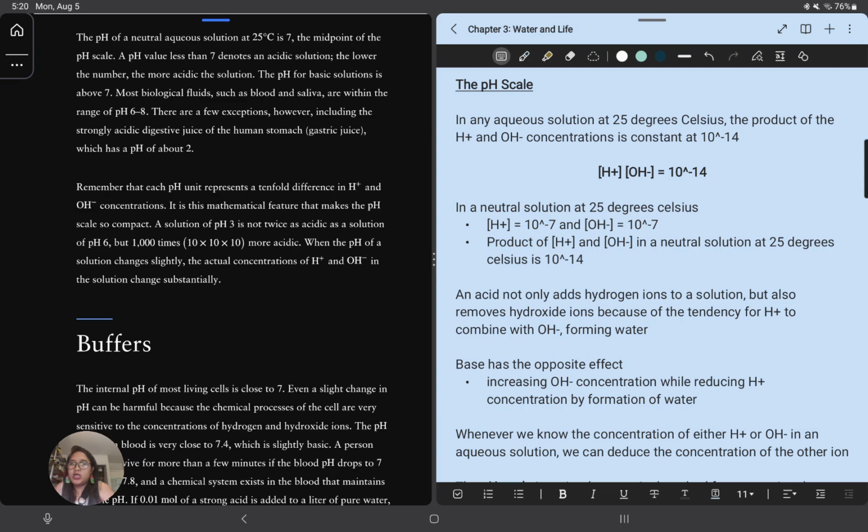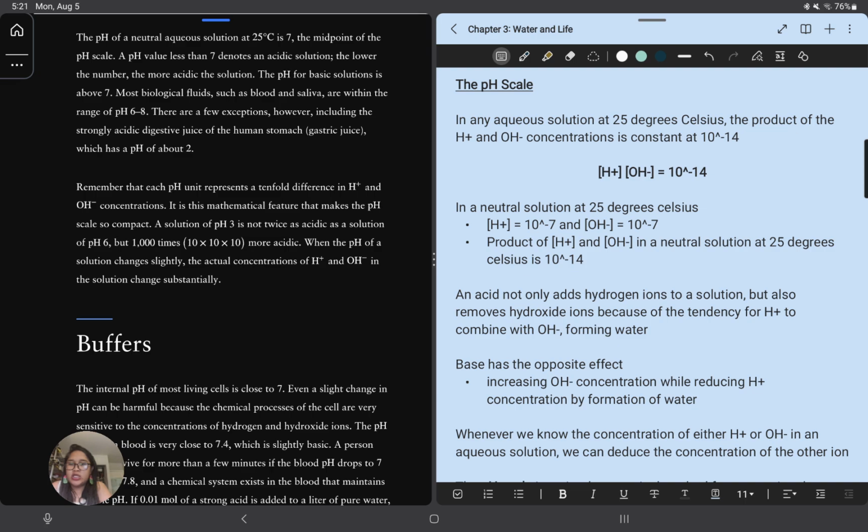The pH of a neutral aqueous solution at 25 degrees Celsius is 7, the midpoint of the pH scale. A pH value less than 7 denotes an acidic solution. The lower the number, the more acidic the solution. The pH for basic solutions is above 7. Most biological fluids, such as blood and saliva, are within the range of 6 to 8. There are a few exceptions, however.